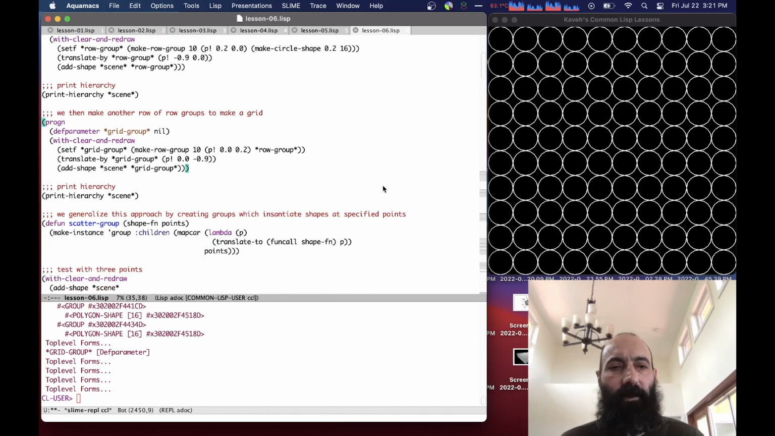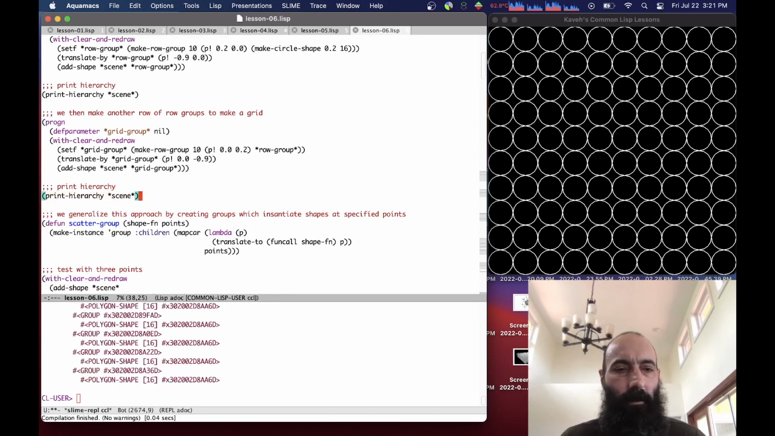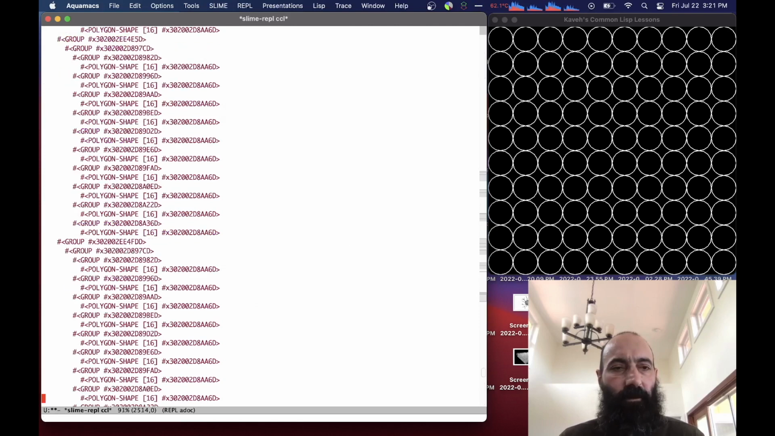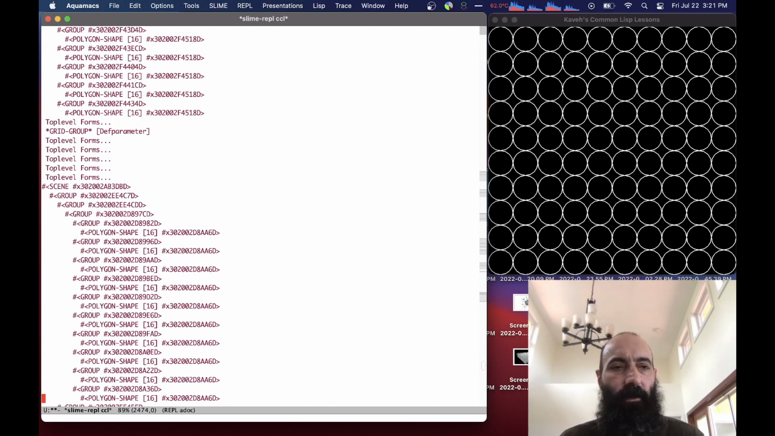All right, if I print the hierarchy, it'll be here. It's got 100 different groups in there, but this is the scene. This is our vertical group, and it contains a group of 10 horizontal groups that contain one sphere. Well, not sphere, sorry, circle.